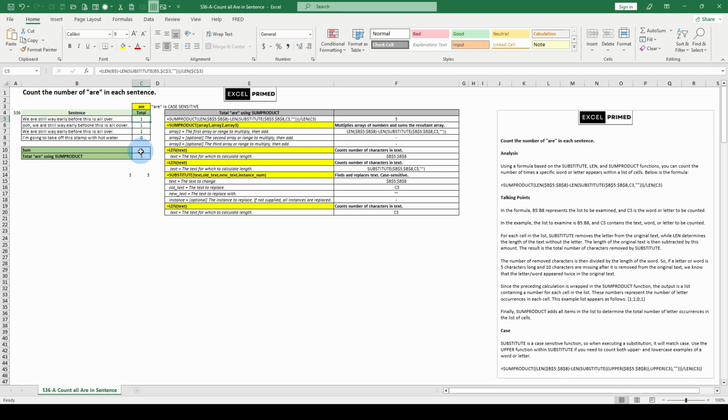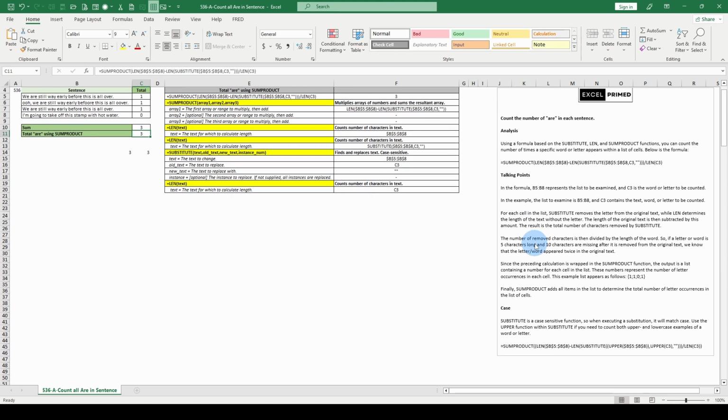You can do this one of two ways. You can copy this down and you could just use SUM, or we just wrap up the whole thing in SUMPRODUCT. It will provide the answer of 3. Over here is the narrative.